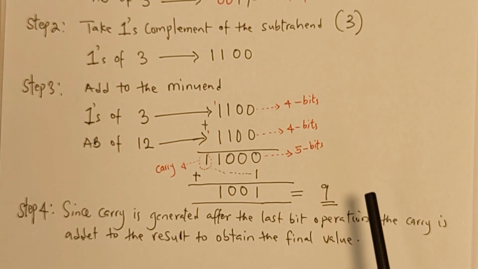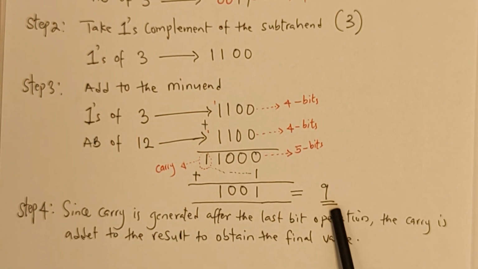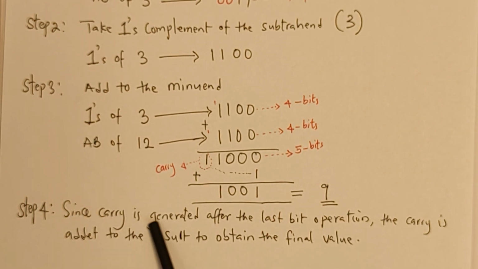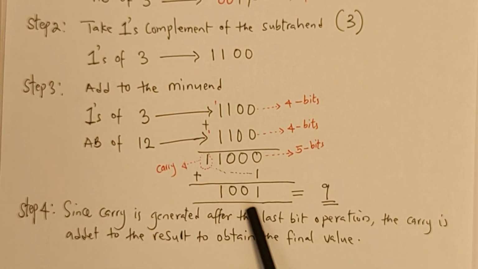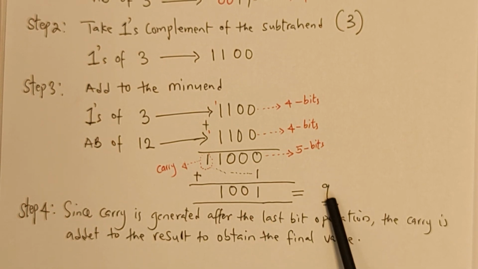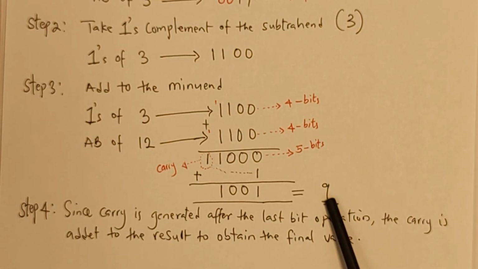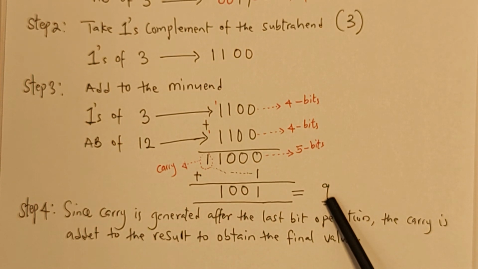So this is how easy it is. All right, so this makes it very easy and straightforward. Now since carry is generated after the last bit operation, the carry is added to the result to obtain the final value. So this is what we have done, and we have obtained the final value. If you convert this binary to decimal, you're going to get 9. This is how simple it is to carry out this operation.